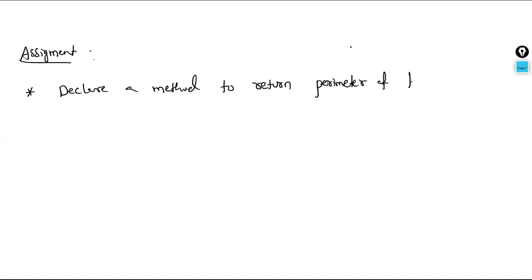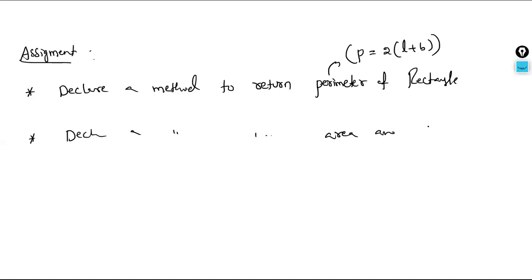So again, I'm just simply giving a requirement. Declare a method to return the perimeter of a rectangle. Perimeter of rectangle. The mathematical formula for this perimeter: P equals 2 parenthesis L plus B. Next, declare a method to return the area and perimeter of a square.